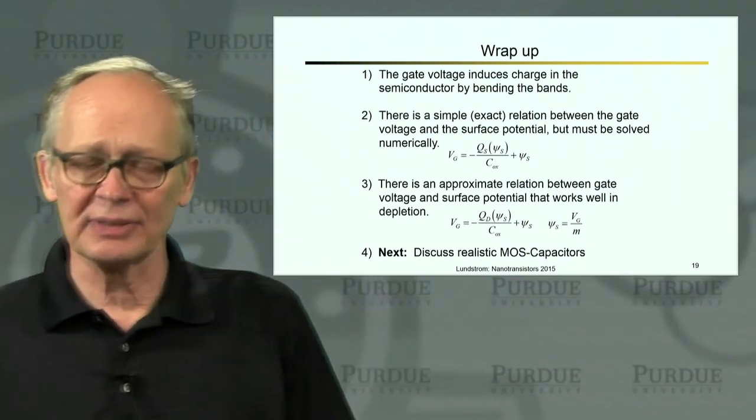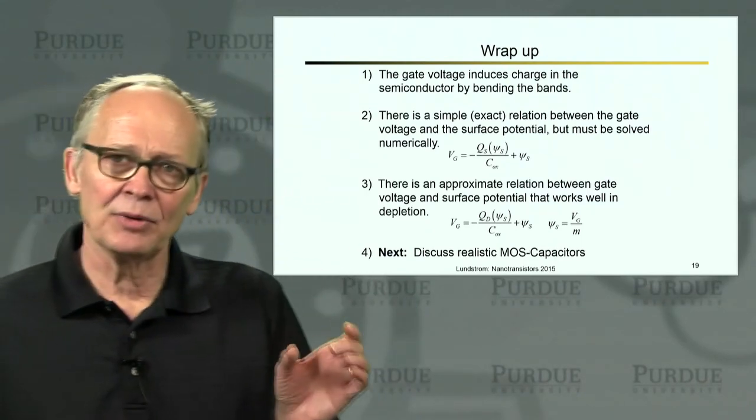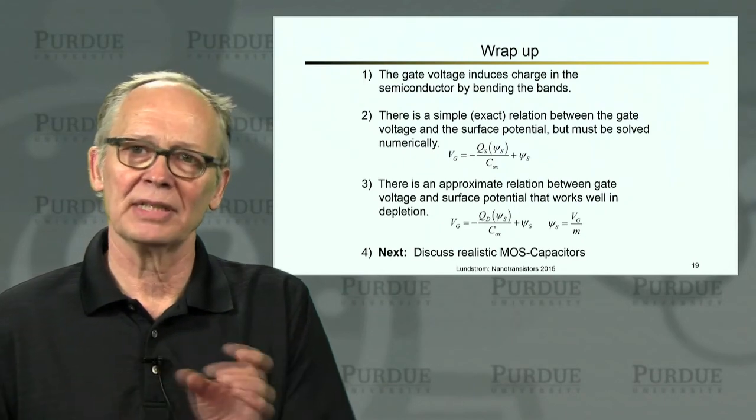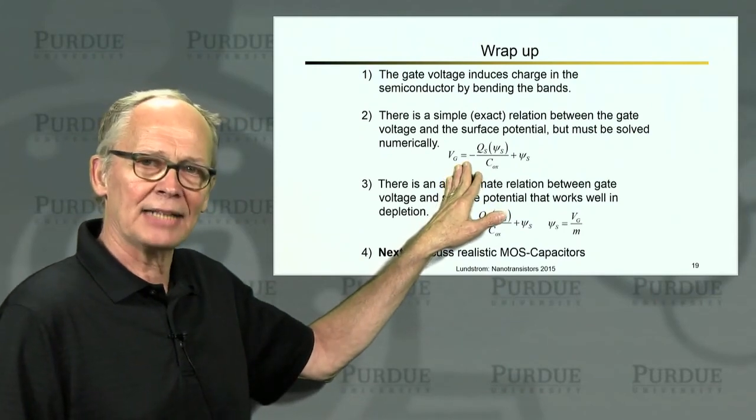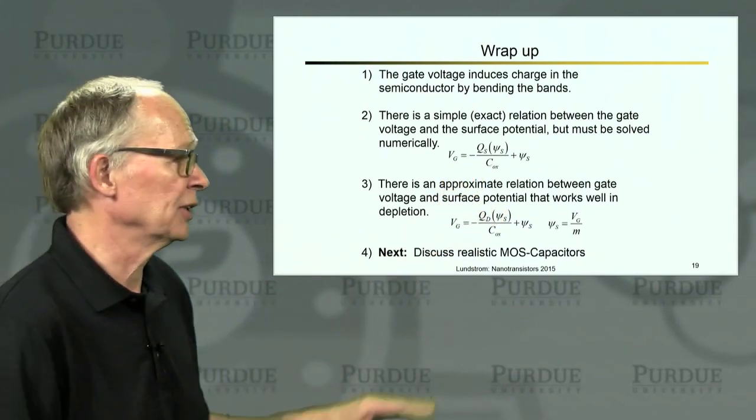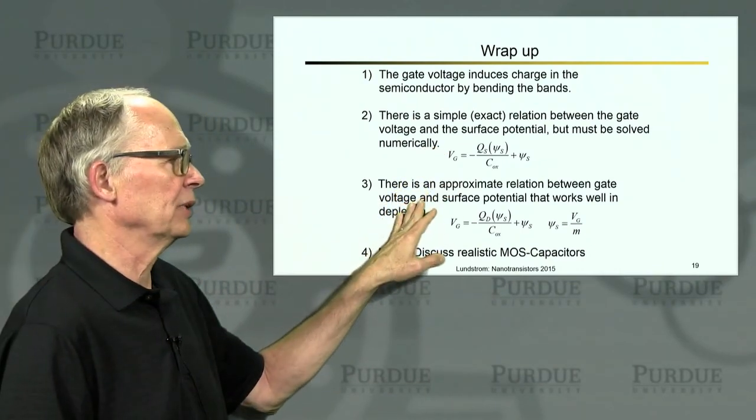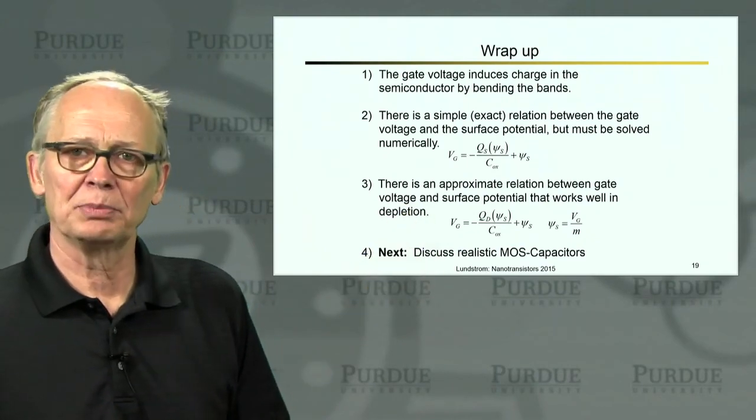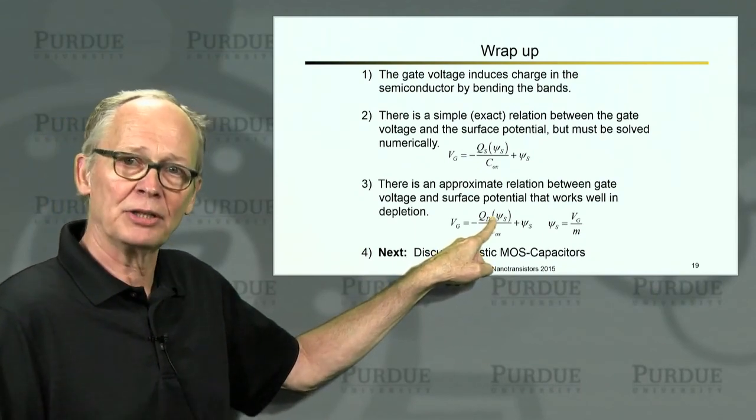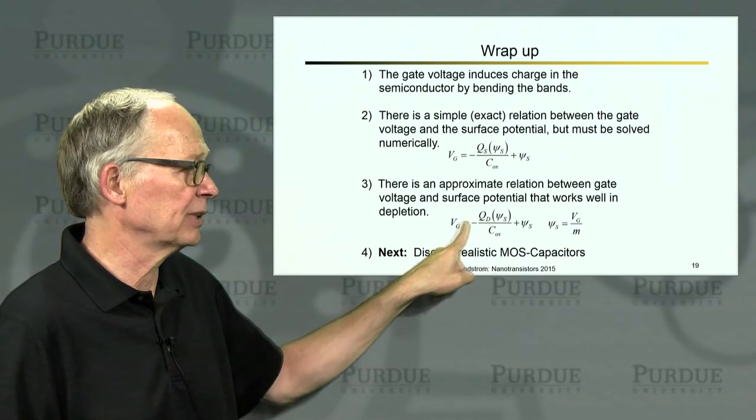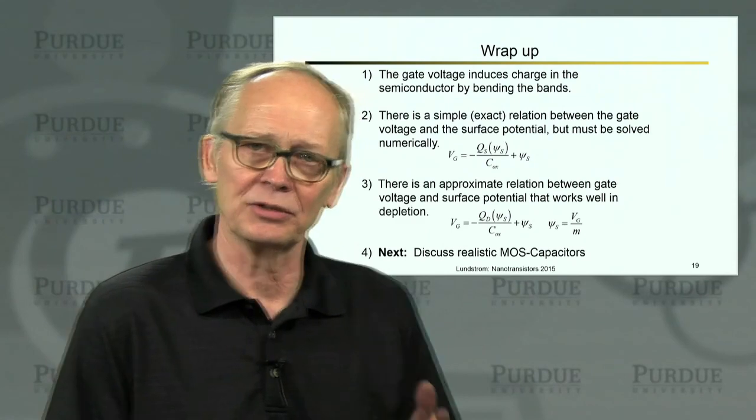Okay, so just to wrap up this lecture, we've covered a bit of ground. These are the main takeaway messages. The gate voltage induces a surface potential that controls the band bending in the semiconductor. There is a simple and exact relation between the gate voltage and the surface potential. Here it is. Now, there is an approximate relation between the gate voltage and the surface potential that works well in depletion. One way we could do that is just use the depletion charge here. We know how to compute that. It goes as the square root of the surface potential. That would give us a quadratic equation that we could solve and find the surface potential for a given gate voltage.